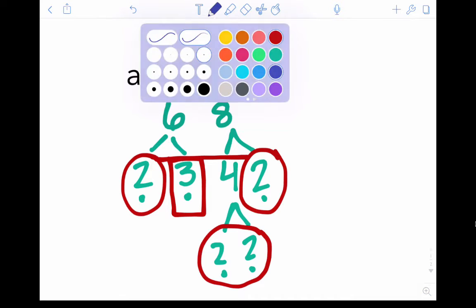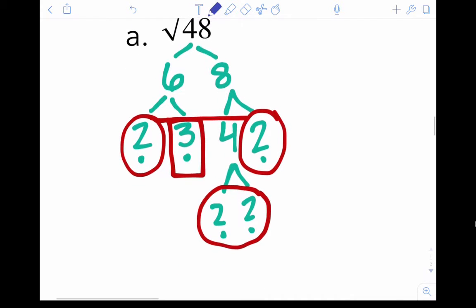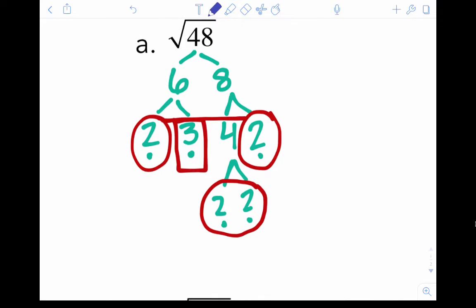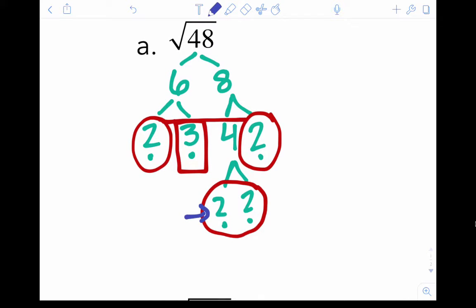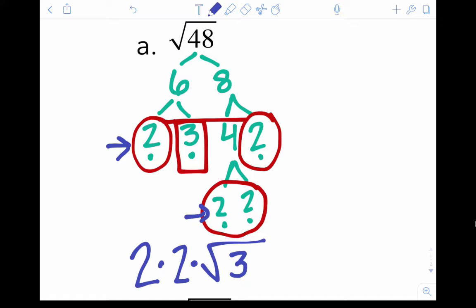Now my next step is to rewrite this. So I need to take the pairs and they go out on a date. So first I'm going to take this pair here. My 2s are going to go out on a date, so I have a 2. Then I'm going to take my pairs here that are connected with that line, and they're going to go out on a date. And all I have left is my 3 that's left at home. Remember that this is multiplication, so this is actually 2 times 2 times rad 3, which is equal to 4 rad 3. And that is my final answer.